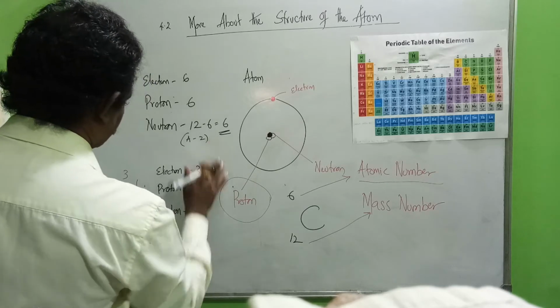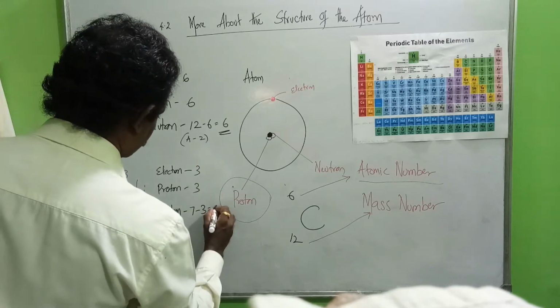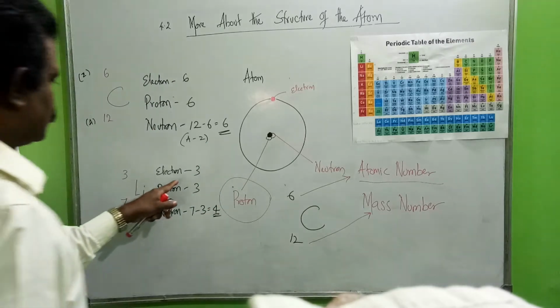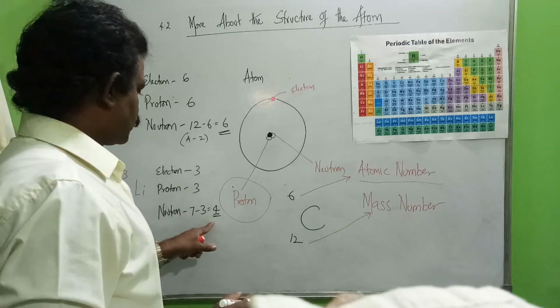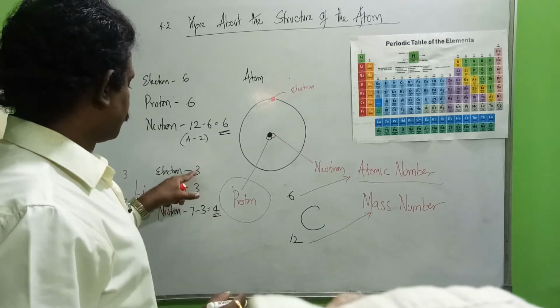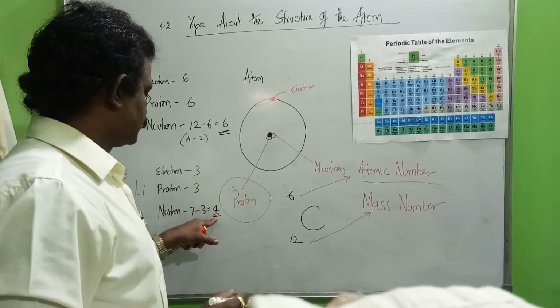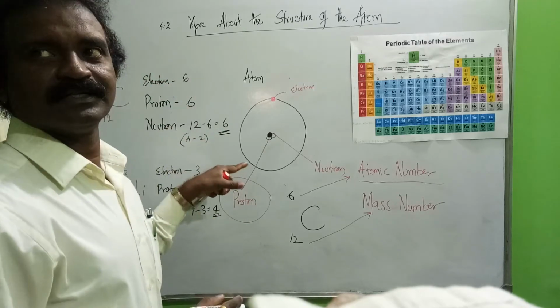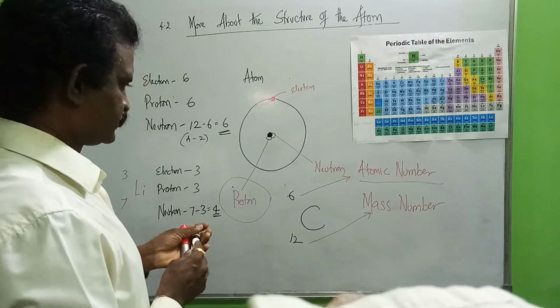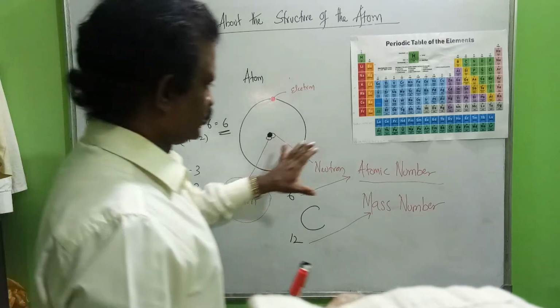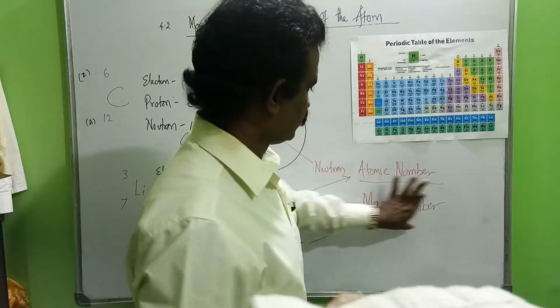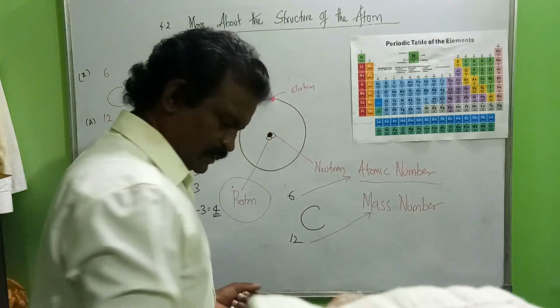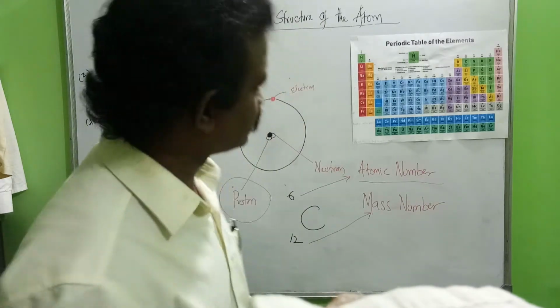Now, see here, it is 4. That means neutron is different. When you compare electron and proton, neutron is different. When you see in carbon atom, all three are same. It depends. Okay, it varies. Now, you know what is atomic number. You know what is mass number. Is it clear now? Now, what happens in the periodic table?